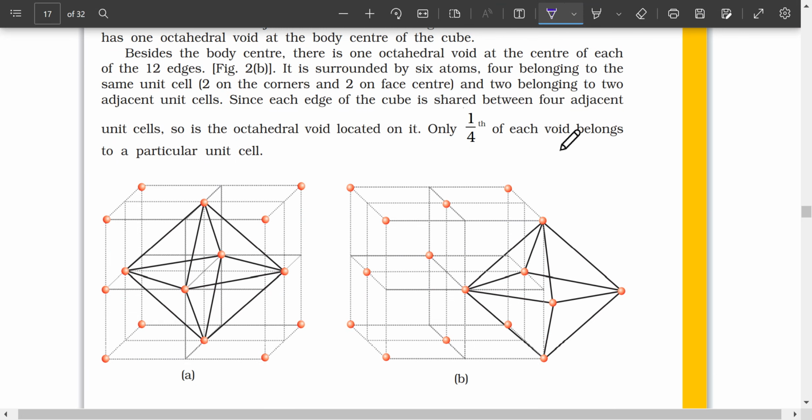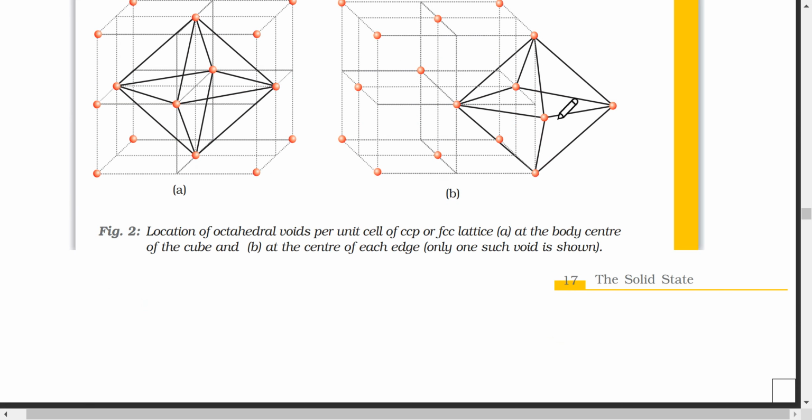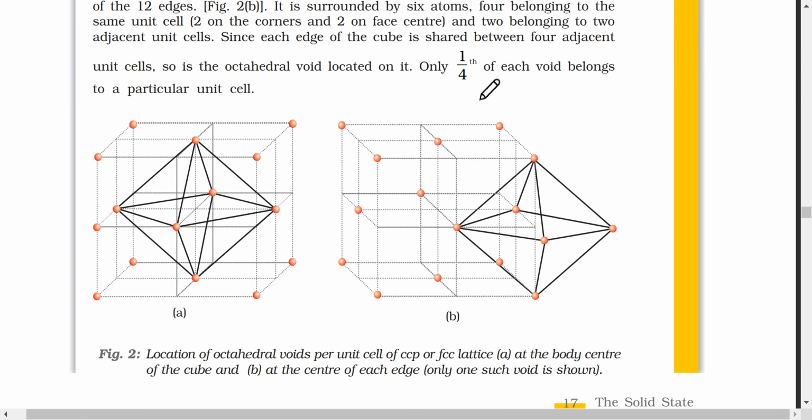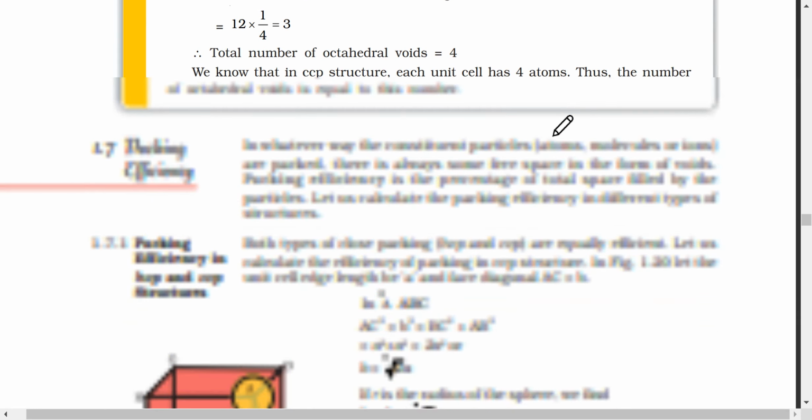It is surrounded by 6 atoms, 4 belonging to the same unit cell and 2 belonging to 2 adjacent unit cells. Since each edge of the cube is shared between 4 adjacent unit cells, so is the octahedral void located on it. Only 1/4 of each void belongs to a particular unit cell. एक यूनिट सेल में एक octahedral void का सिर्फ 1/4 है. You don't have to remember all the description. Fine. Then we have packing efficiency, the next topic.